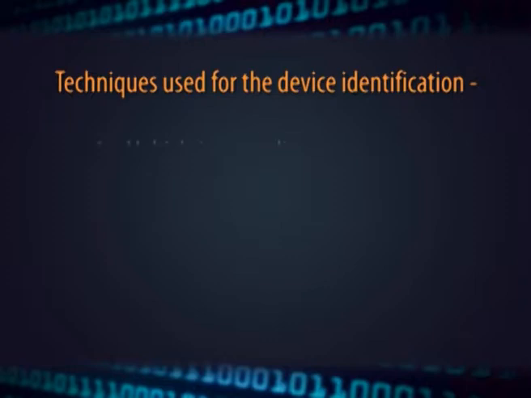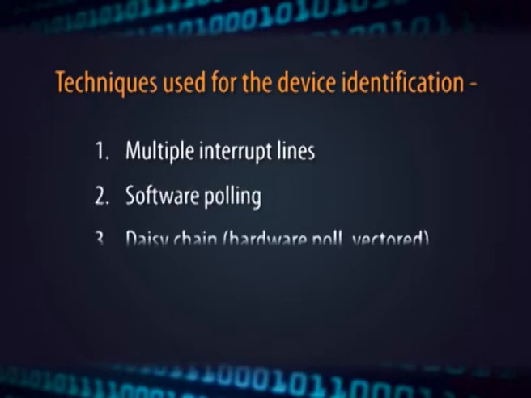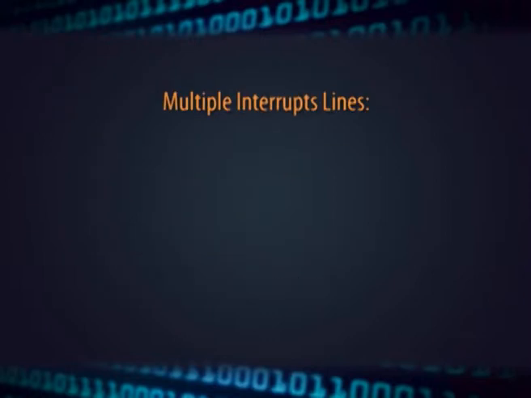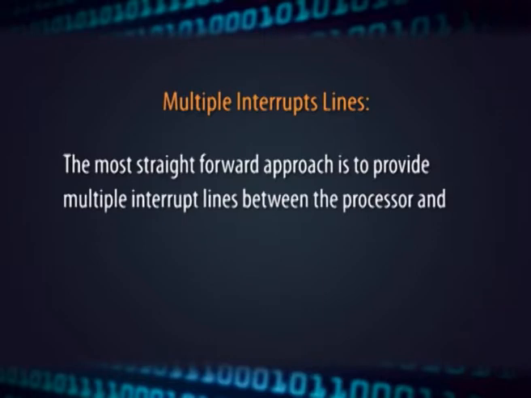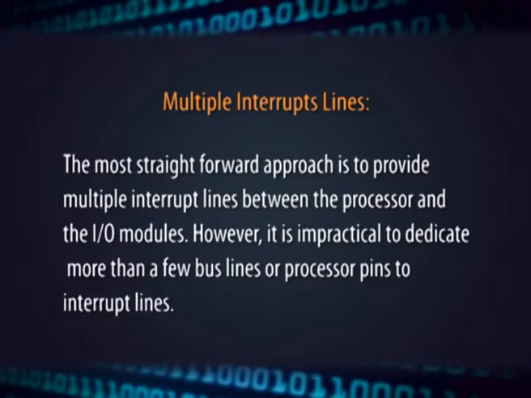The first technique is multiple interrupt lines. Second technique is software polling. The third technique is daisy chaining. It is also called hardware poll vector. Fourth is bus arbitration. First, starting with the first we have multiple interrupt lines. The most straightforward approach is to provide multiple interrupt lines between the processor and the I/O modules. However, it is impractical to dedicate more than a few bus lines or the processor pins to the interrupt lines. Therefore, multiple devices are connected over limited interrupt pins.